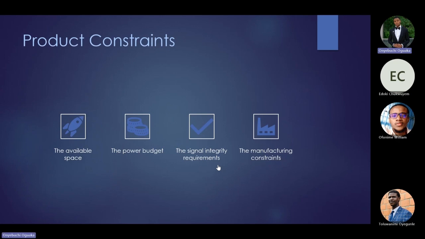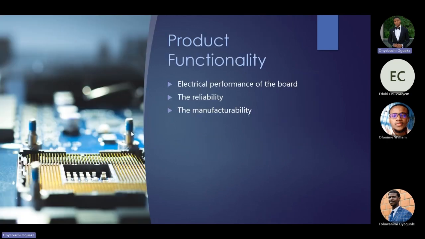So these constraints collectively influence the decisions made during the PCB design process, both with the manufacturers and you communicating with your team of mechanical design engineers. You get to know how and what's best to design your PCB with. So that's just it. Then we'll be moving over to the next slide, which talks about product functionality.